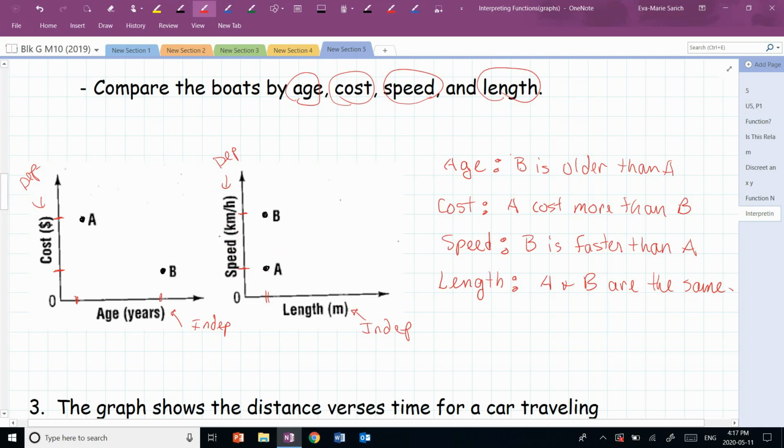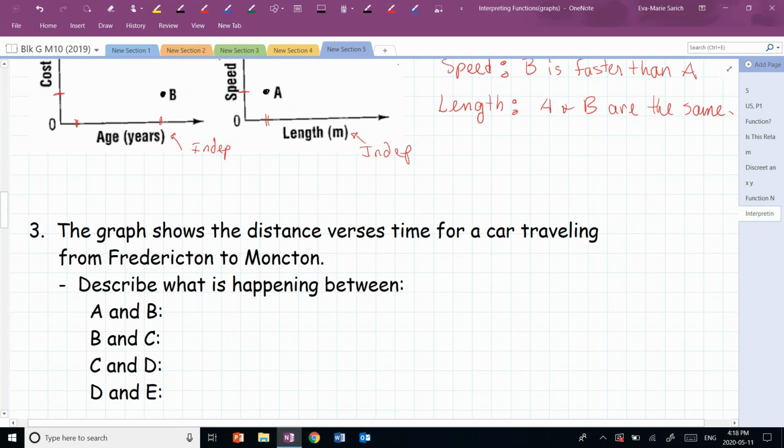In the first graph, we can see that the older the boat is, the less the cost is going to be. The younger the boat is, the higher the cost is going to be. So there is a relationship here where age is going to affect cost. In this case, length does not determine speed. Okay, so that's what we can get from this graph.